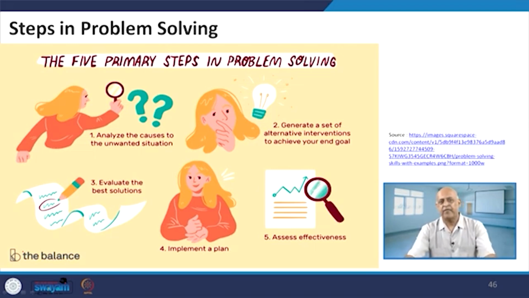For example, if the organization has the manpower, then definitely there will be a solution. If the organization has the technology, then that will be another solution. So we have to evaluate the best solution based on the best available resources for solving the problem. Then comes implementing the plan: after the evaluation, we finally adopt a particular solution, that solution is implemented, and then its effectiveness is assessed.